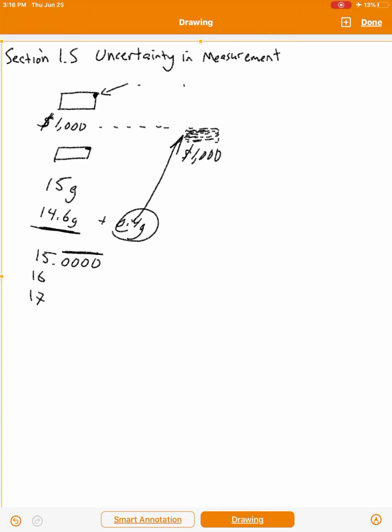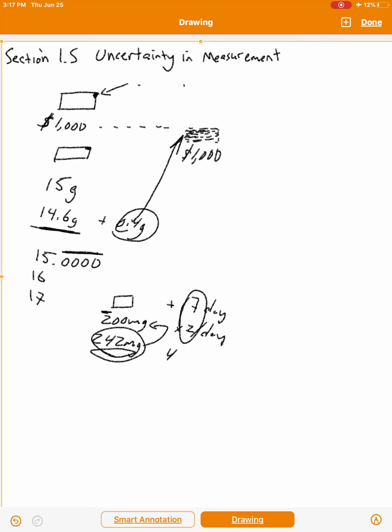Imagine if you're talking about a drug and it's a very powerful drug. And I say, hey, take 200 milligrams of this drug. Well, suppose, in fact, my balance, which was used to measure 200 milligrams, could only measure out to the nearest hundreds. And in fact, it was really 242 milligrams. But it showed me that it was 200 because it can only measure out in the hundreds. Well, after a week of that, 7 days of that, and let's say they're doing it 2 times per day, that's an extra 42 milligrams times 14.